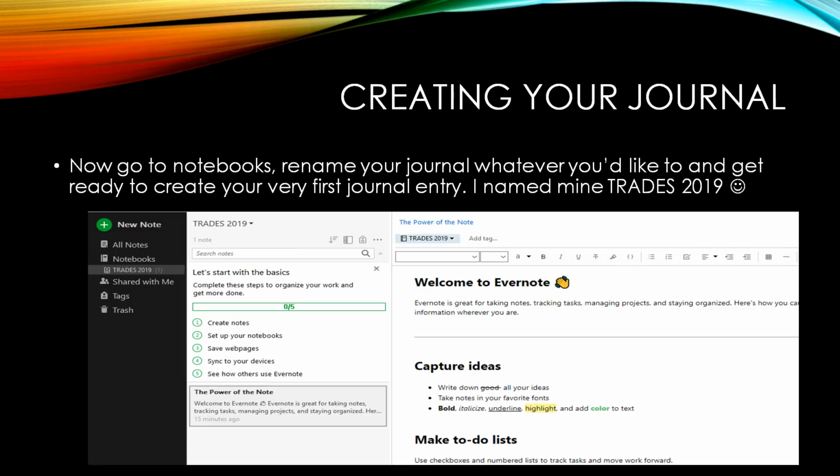Creating your journal. So now you go to notebooks, rename your journal whatever you'd like to, and get ready to create your very first journal entry. I name mine trades 2019.